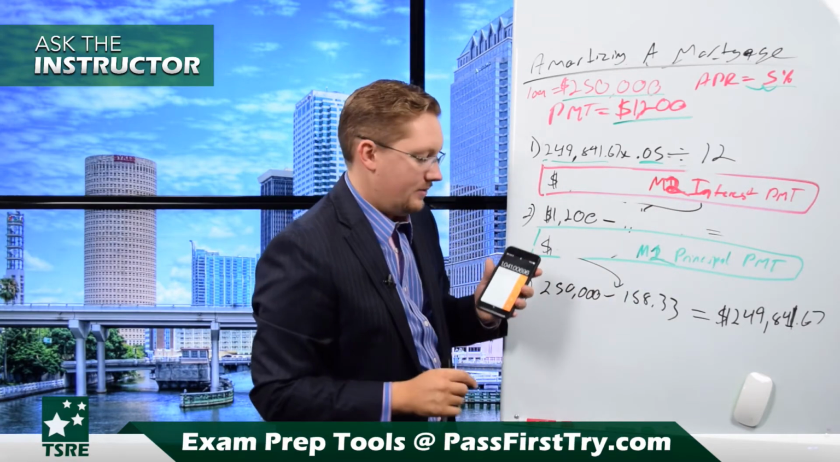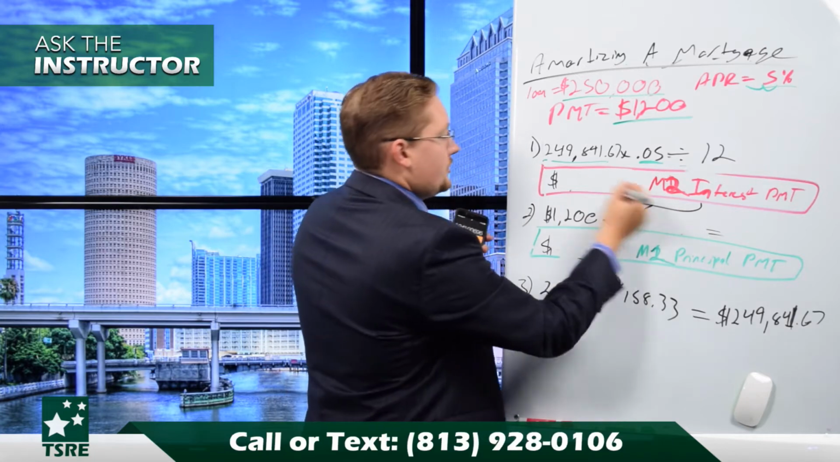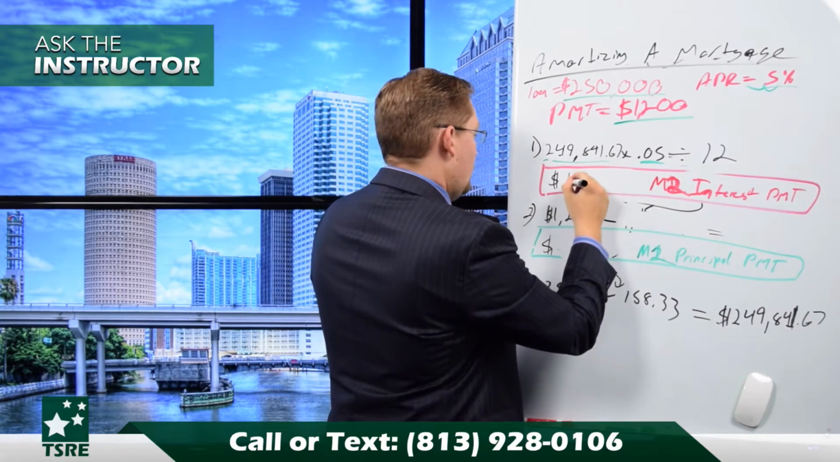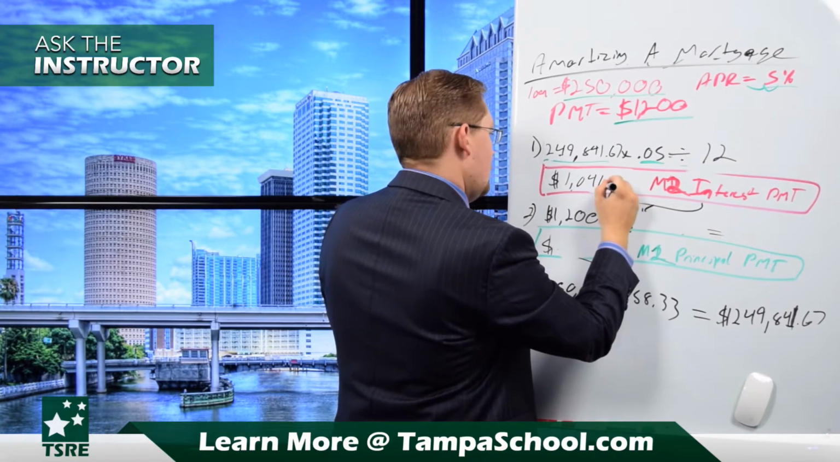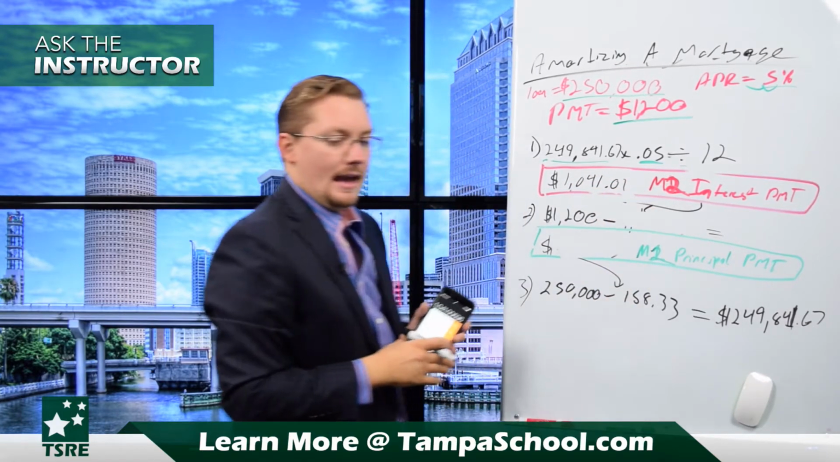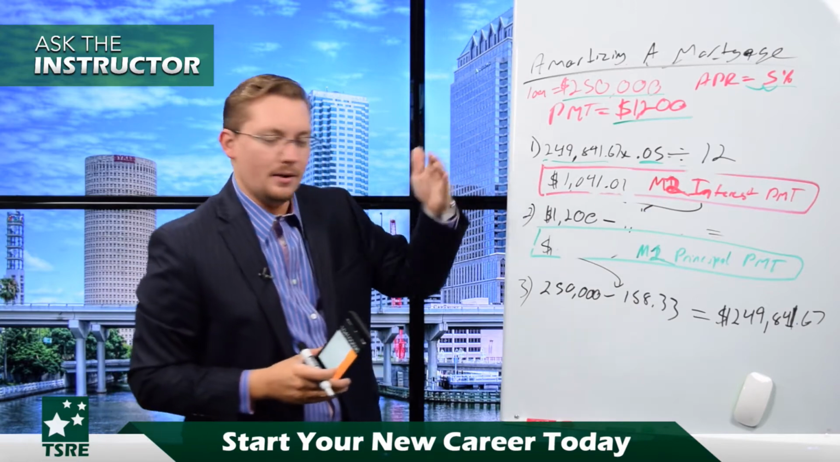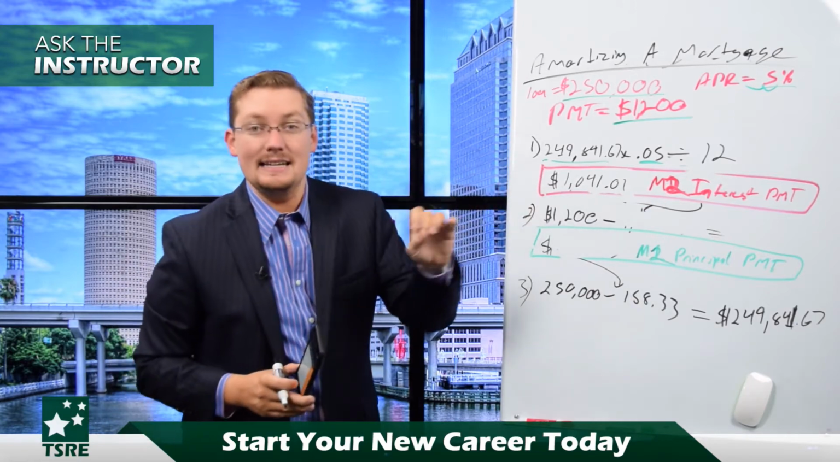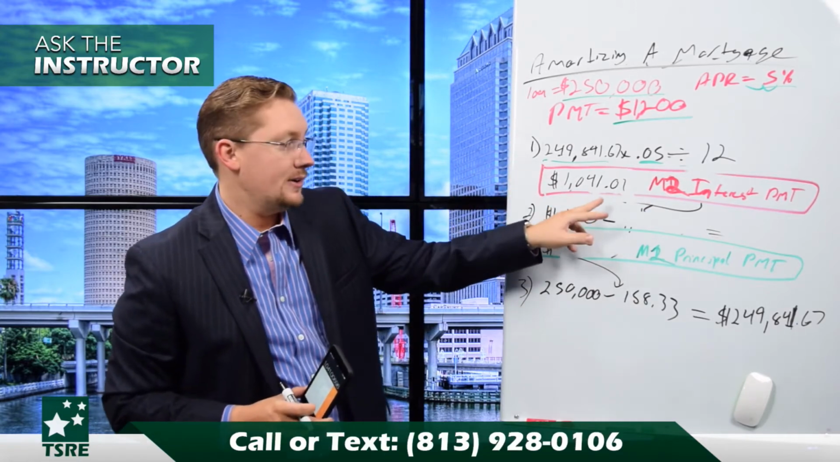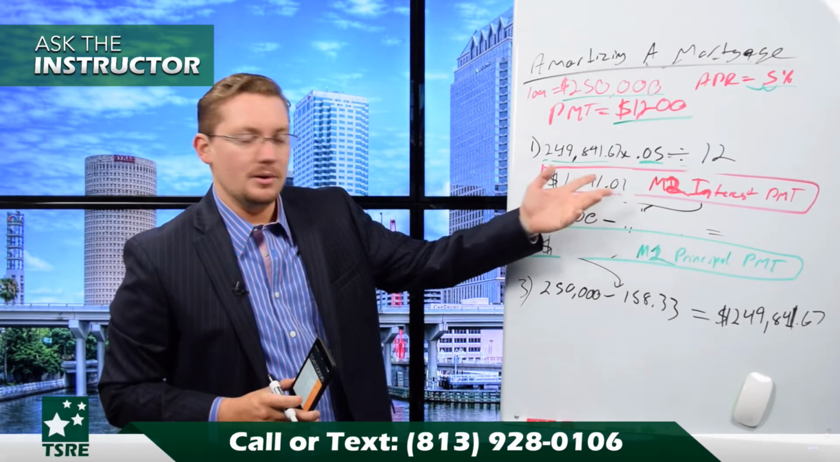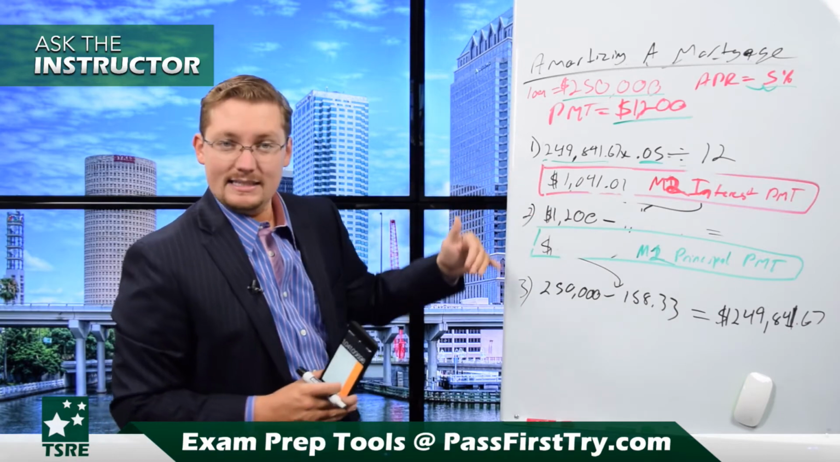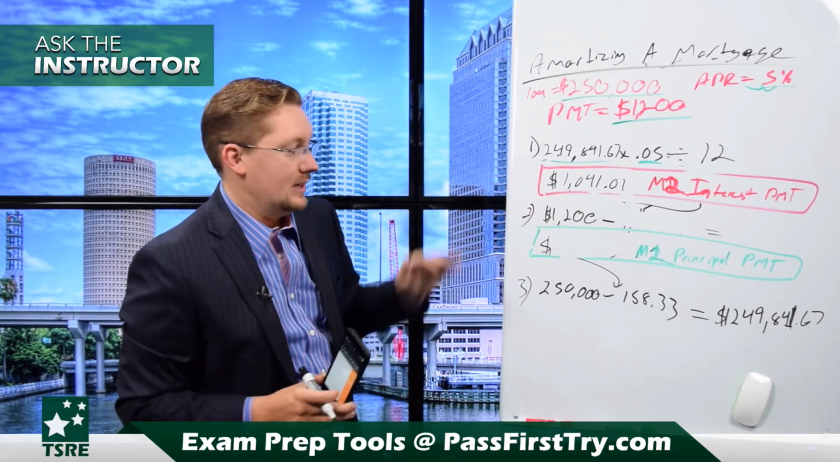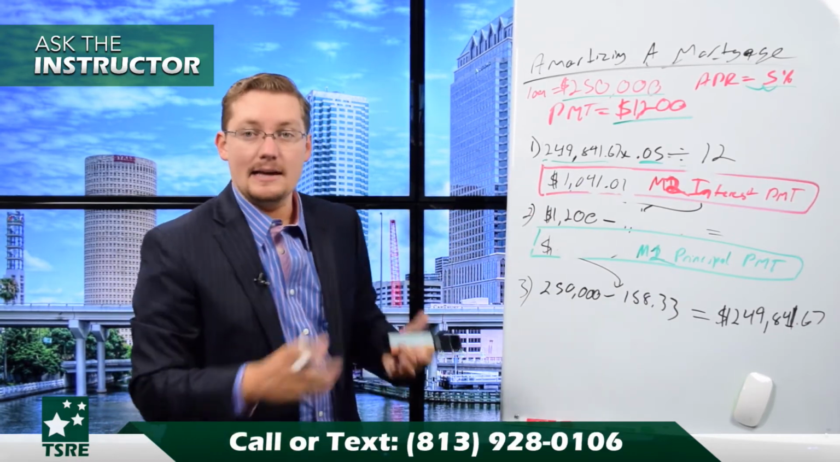Take that number, hit divide by 12, and our month 2 interest payment is now going to be $1,041.01. And you might say, John, wait a minute, it was $1,041 before, it's still $1,041. Yes, it is, but remember, it's just a small decrease. So we did go down, but we only went down maybe 40 cents, something like that. So there is still a decrease. We are doing the math correctly, but it is a very small decrease, and that's how amortization works.